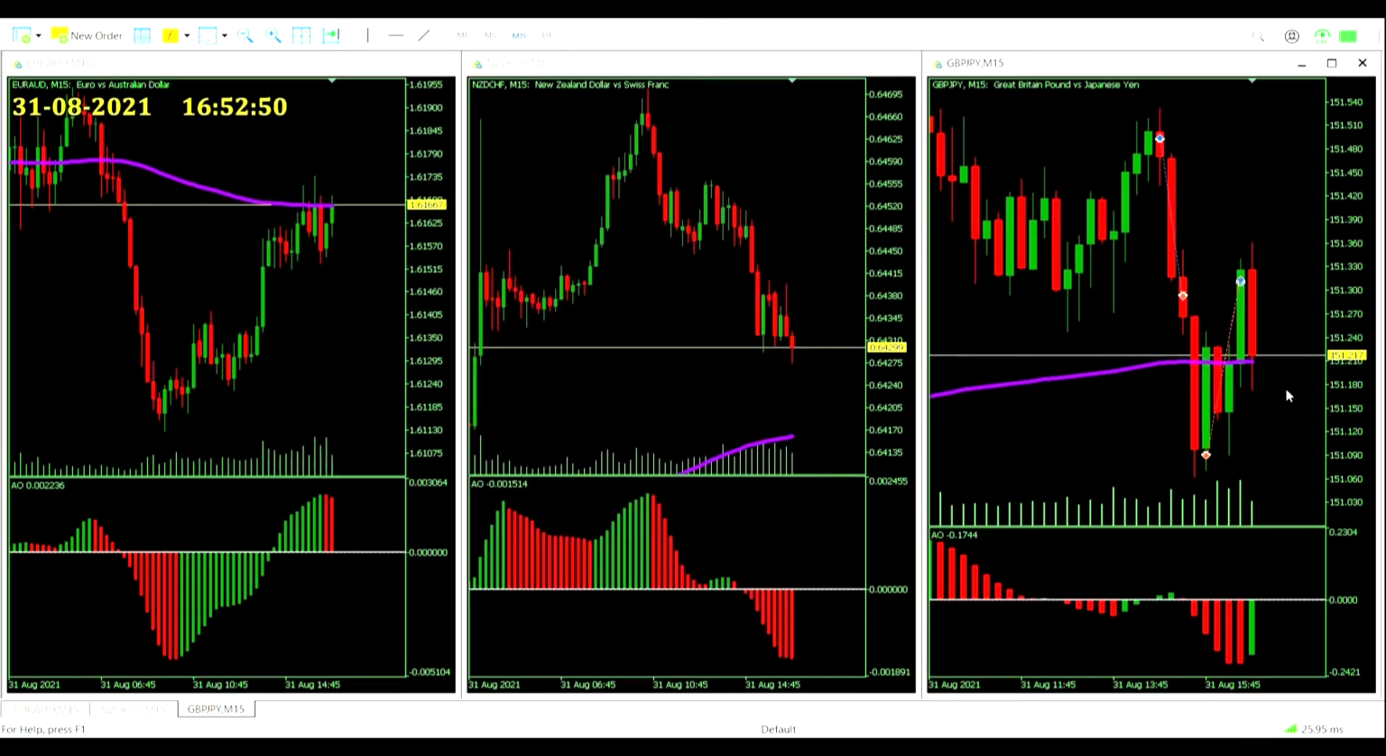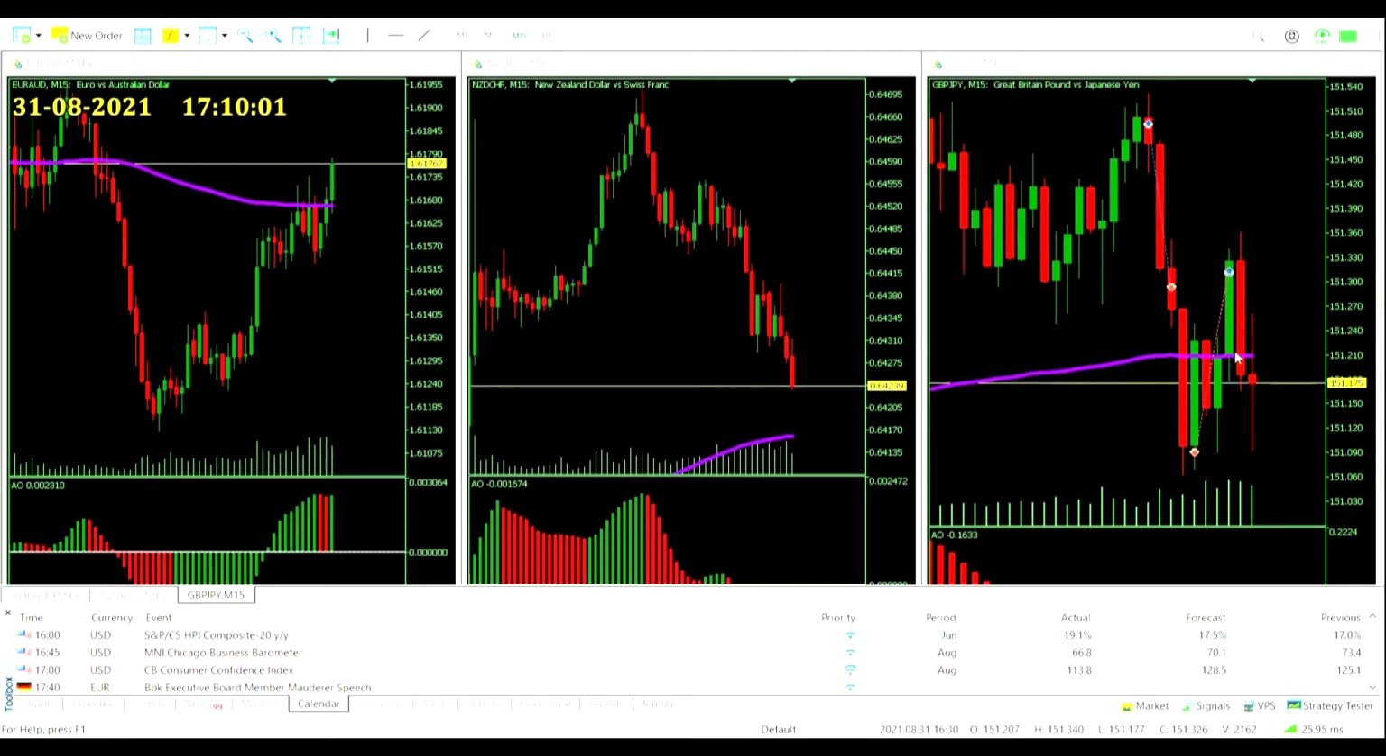Price coming down sharply on that pound yen chart over here on the right. You can see it knocked us out up there, right at the top, and now it's coming back down. Here it comes. 5:10 now, no signals on any of them. Price continuing to come down a little bit on the pound yen there.